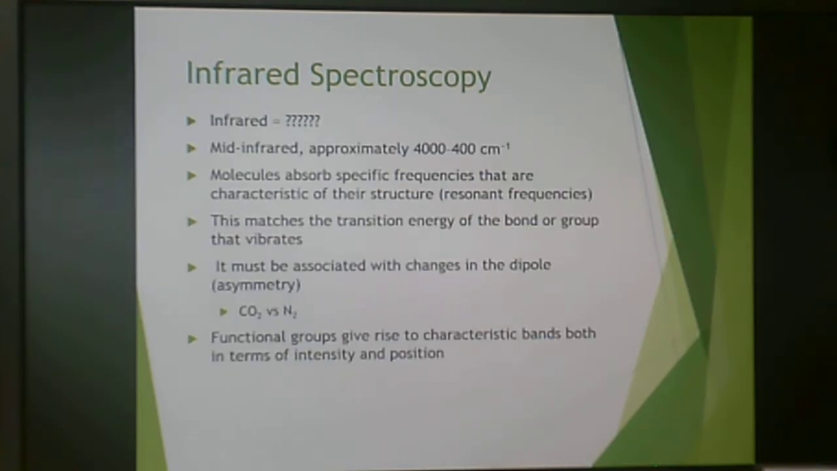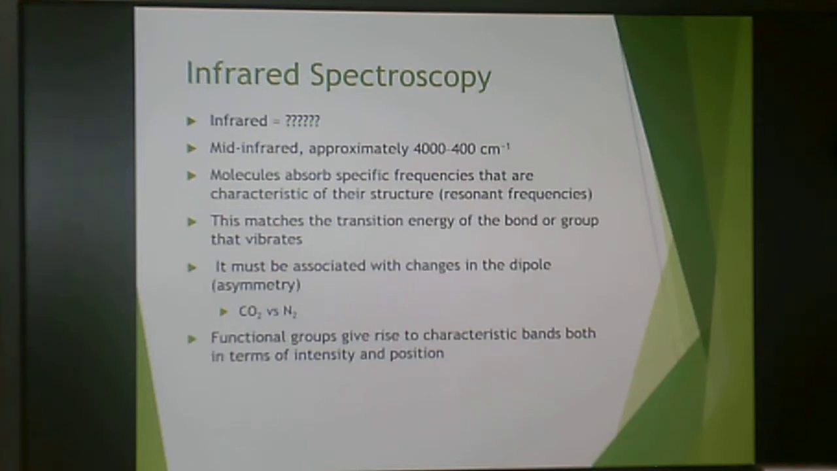When we refer to infrared spectroscopy as part of the electromagnetic spectrum, infrared light is actually what we consider to be heat. The area of the infrared that we look at is the mid-infrared, which is 4,000 to 400 inverse centimeters. And this isn't a typo, this is the way it is represented on the spectrum. Molecules will absorb energy from that heat laser that's being bounced off of it, and they have resonant frequencies. So the transition energy of the bond or the group that vibrates corresponds to a specific band.